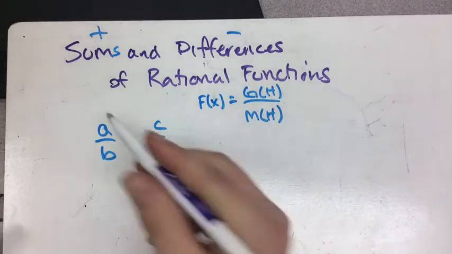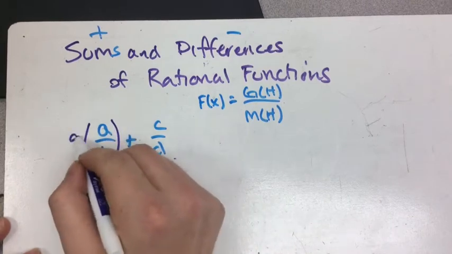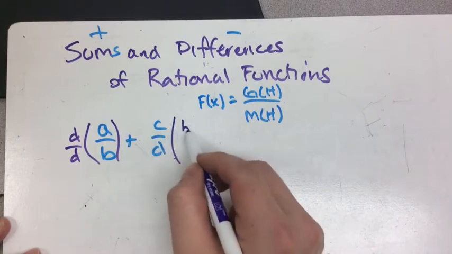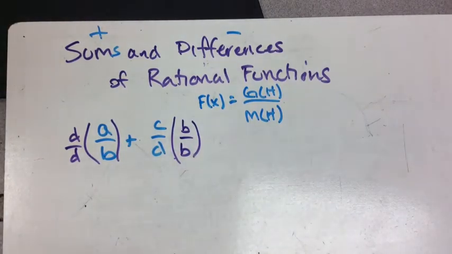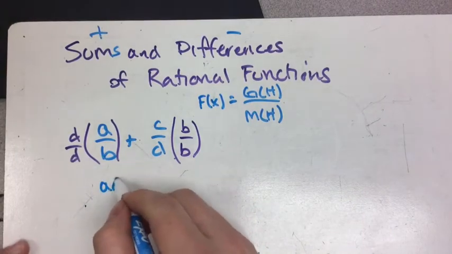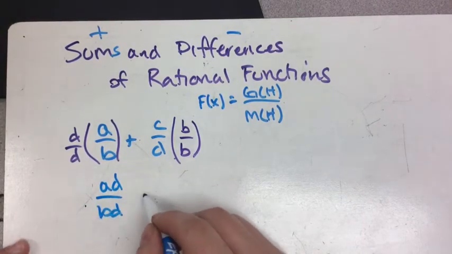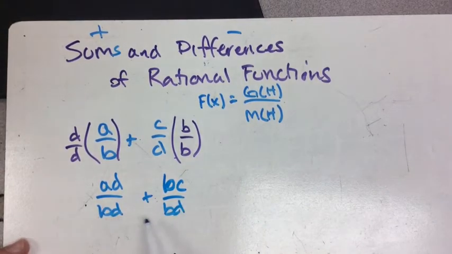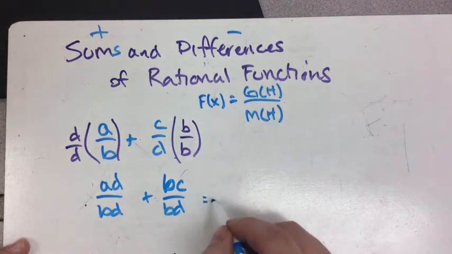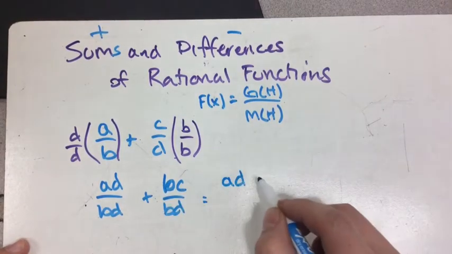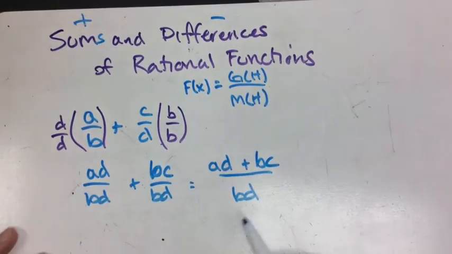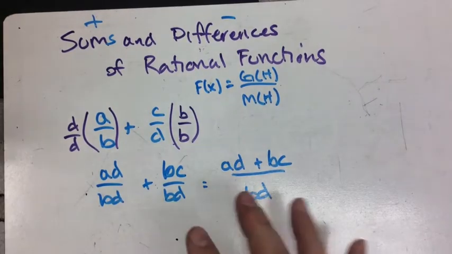The way we can do that is we can multiply this side by a fancy 1, or d over d, and we can multiply this side by another fancy 1, and we'll call it b over b. If we do the multiplication here, we get ad over bd plus bc over bd. Now that we have bd in the denominator, I can make this addition, which is ad plus bc over bd. Again, we have to have the same thing in the denominator before we can do an addition or a subtraction. I'm not going to do an example with real numbers.